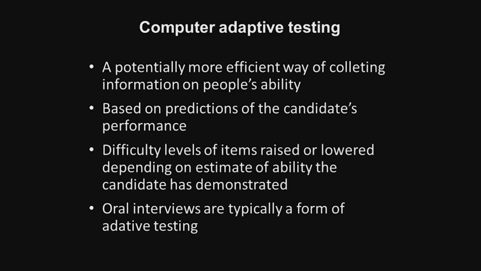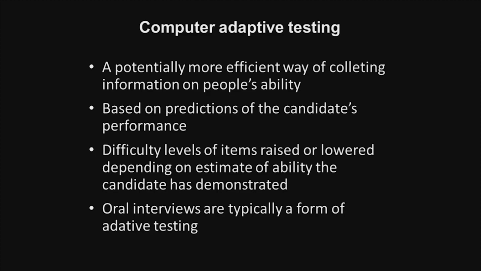So by analyzing the candidates' performance on prior tasks, the computer will make a prediction about the candidate's ability, and then give more difficult items or less difficult, easier items for the candidates to do.